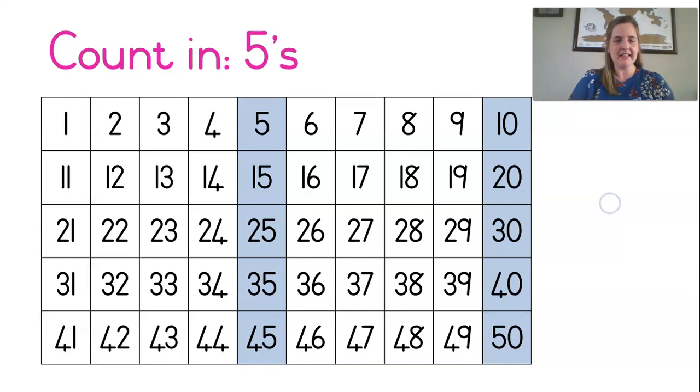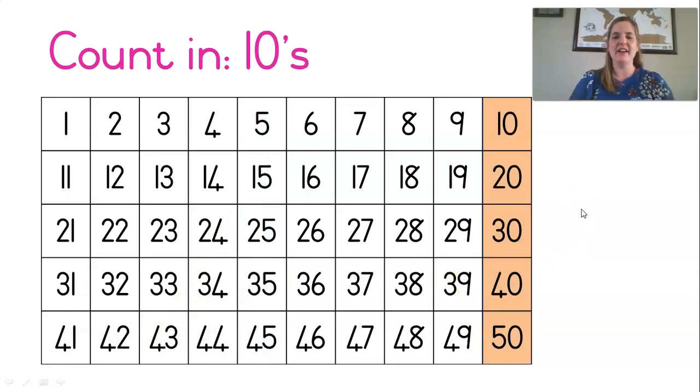Okay, let's count in fives. We're going to go all the way to 50. 5, 10, 15, 20, 25, 30, 35, 40, 45, 50. Did you see the pattern? It's all the numbers in the 5 column and the 10 column. Shall we do it again? 5, 10, 15, 20, 25, 30, 35, 40, 45, 50.